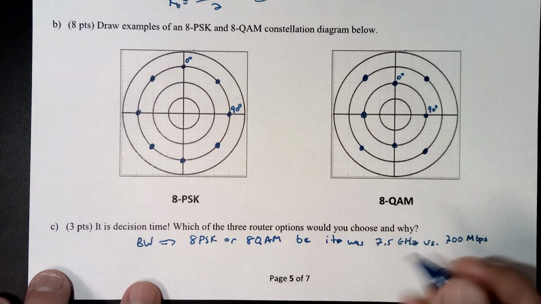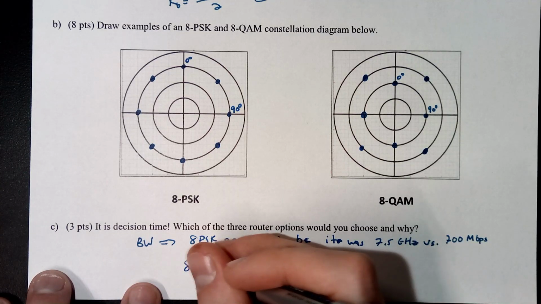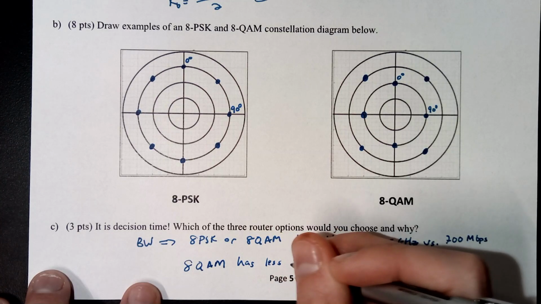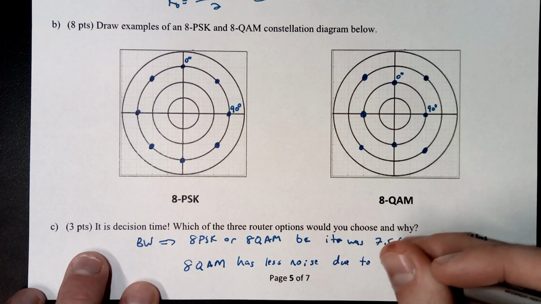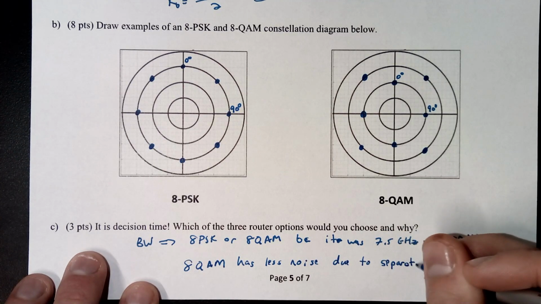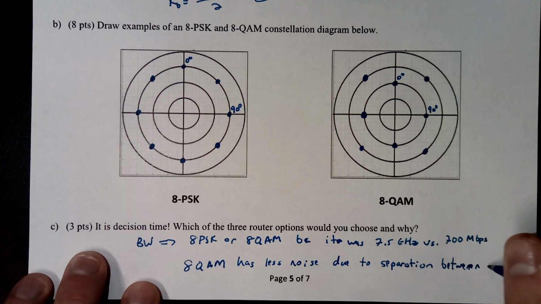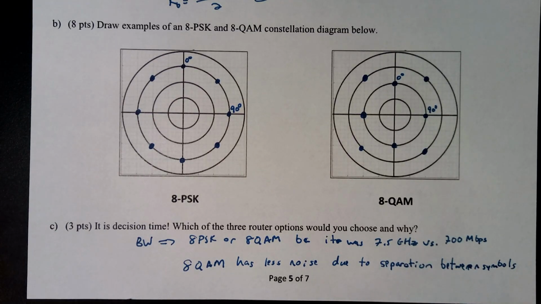And so then why do we choose 8 QAM? Well, 8 QAM has less noise due to separation between symbols, as we just showed in the previous question part. So it's easier to distinguish what's being sent, and it has the same data rate as the PSK version. So we would choose 8 QAM. That's it for that question.